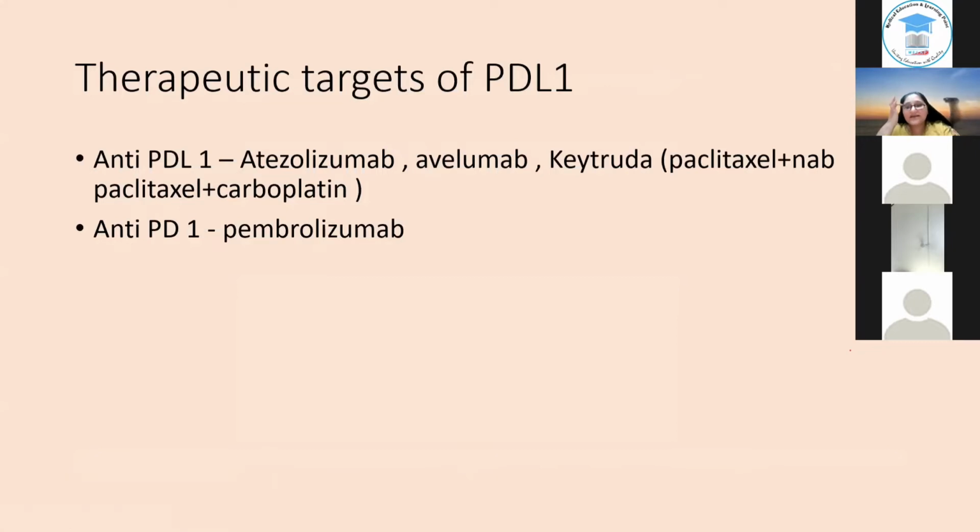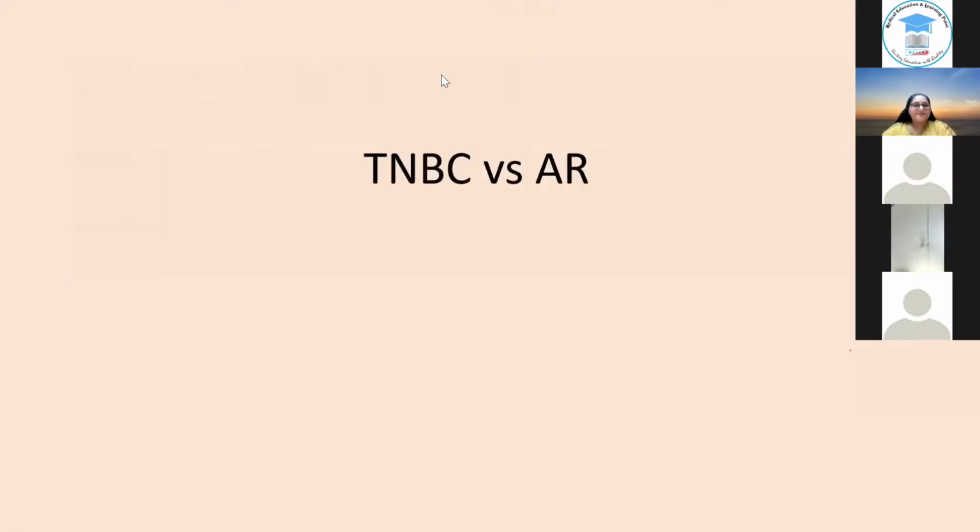So the therapeutic targets of PDL1, the cells which are positive for PDL1, we have these drugs available: atezolizumab, avelumab, and Keytruda. Keytruda is a combination of three drugs, that is paclitaxel, nab-paclitaxel, carboplatin. And for the cells which are positive for PD-1, pembrolizumab is also effective. So now you are aware of why this research on PDL1 and TNBC is going on: we want to establish the management and the drugs available, because it is not responding to the routine drugs of hormonal therapy and trastuzumab.